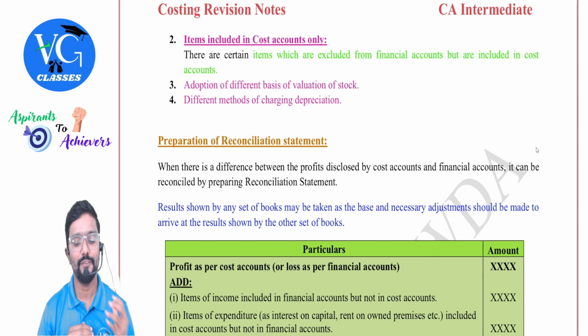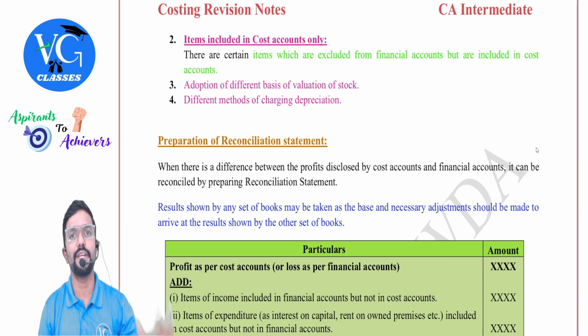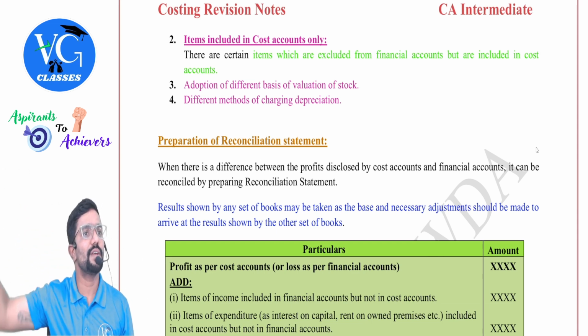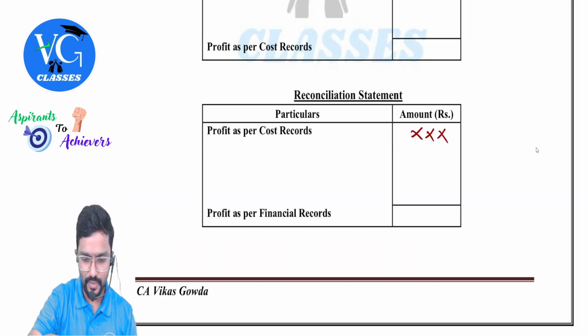Same way, different methods of charging depreciation. For example, sir, in costing we are following the WDV method, whereas in accounts we are following SLM. Will the amount of depreciation be different? Yes. And will it affect my profits? Yes. Let me give some examples.